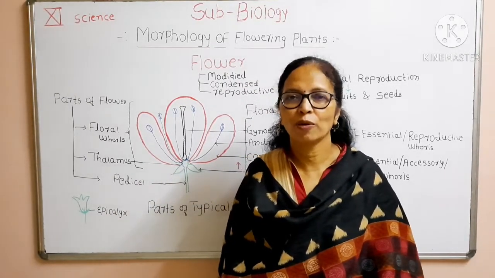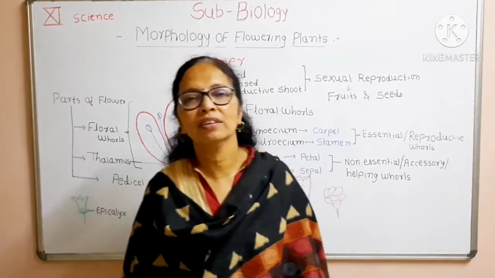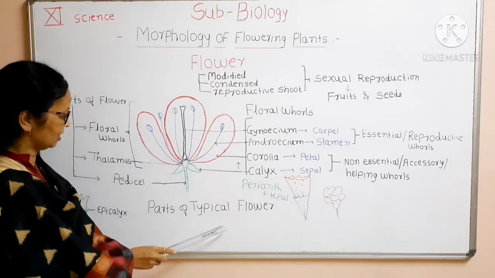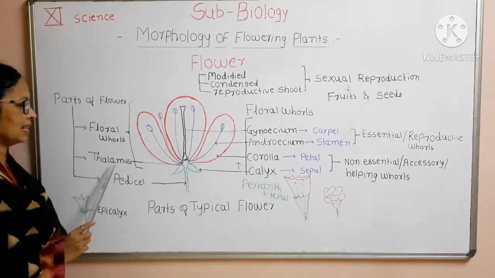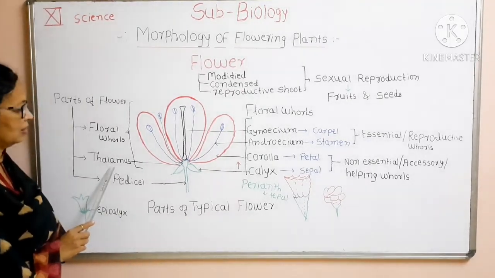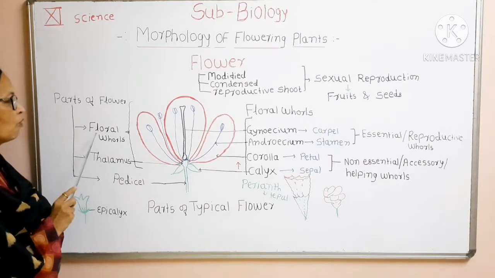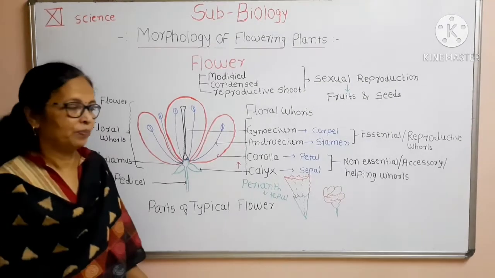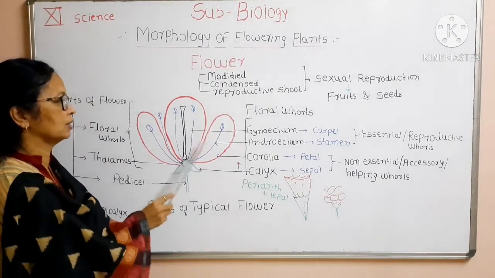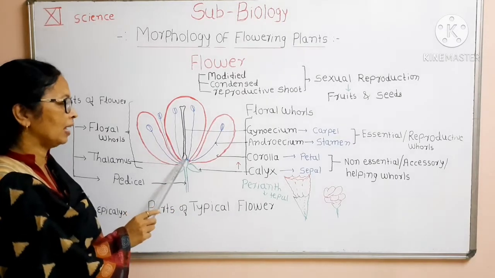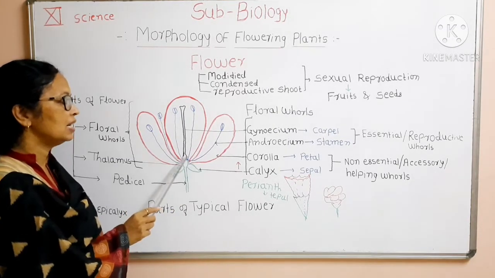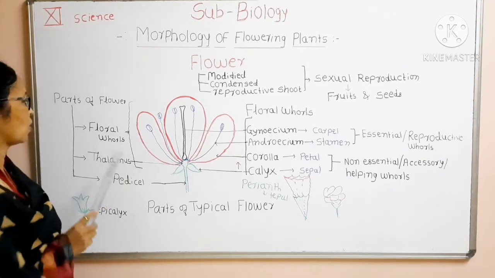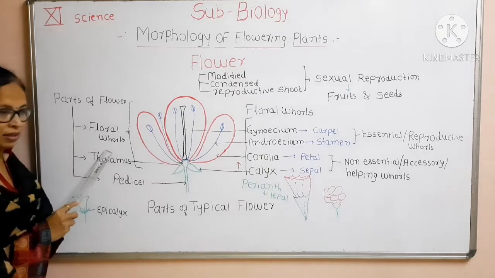We already took the information of the definition of a flower and the parts of a typical flower. In that, the first one is the pedicel and the second one is the thalamus. Then we take the information of floral buds. So what are floral buds? When the floral leaves are arranged on the thalamus in a cyclic or circular manner, they are called the floral buds.